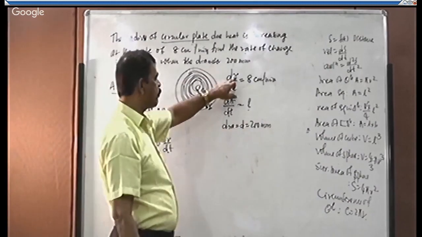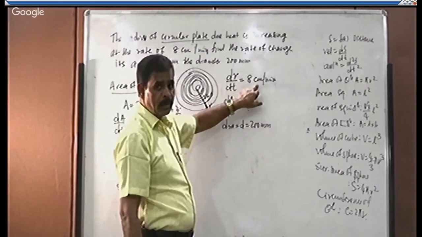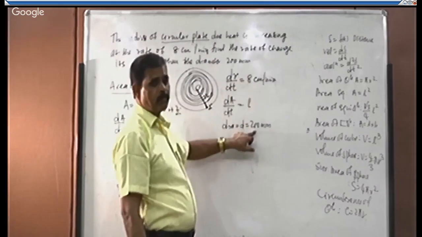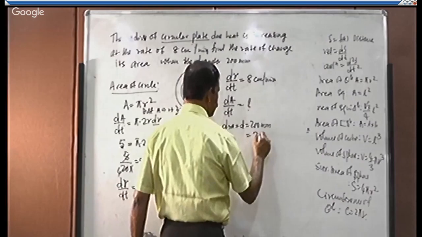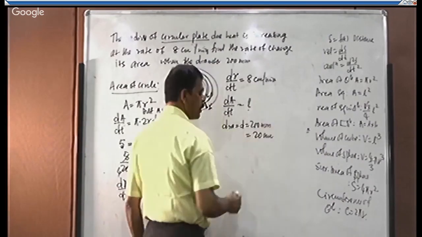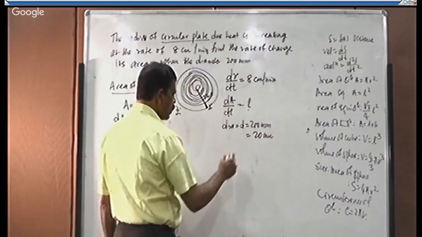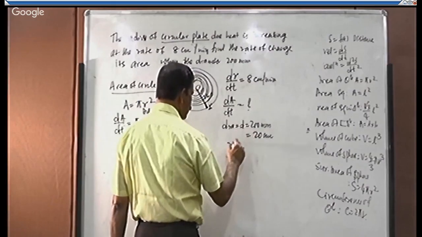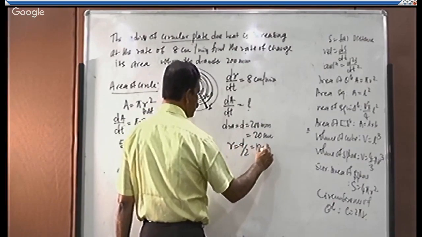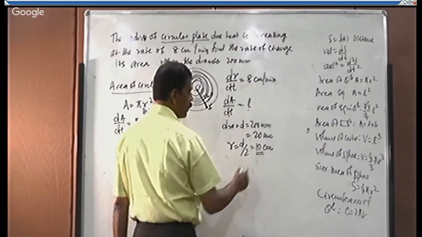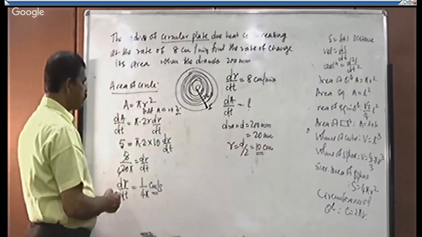See, what is diameter? 200 mm. But variation of radius is in what? Millimeter. First convert that millimeter into centimeter. This becomes 20 centimeter, correct? Divided by 10. Diameter is given, so we need radius. What is radius? D by 2, that is equal to 10 centimeter. Right? Same formula is used.